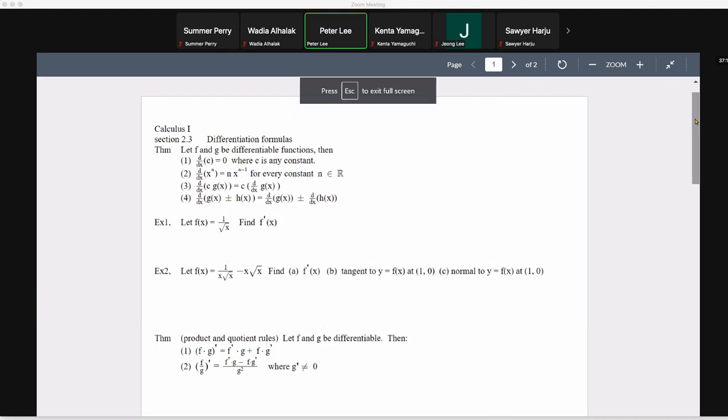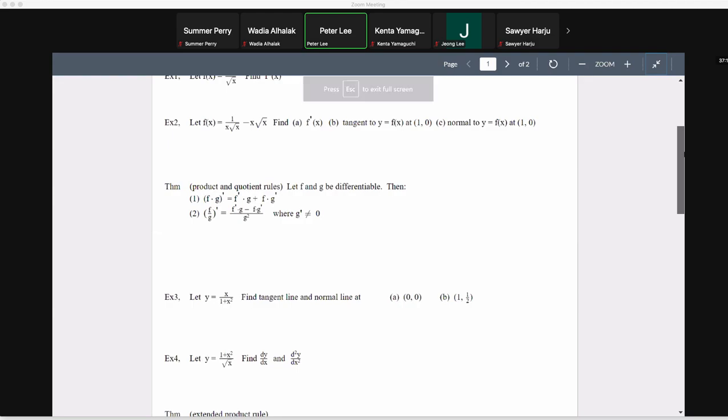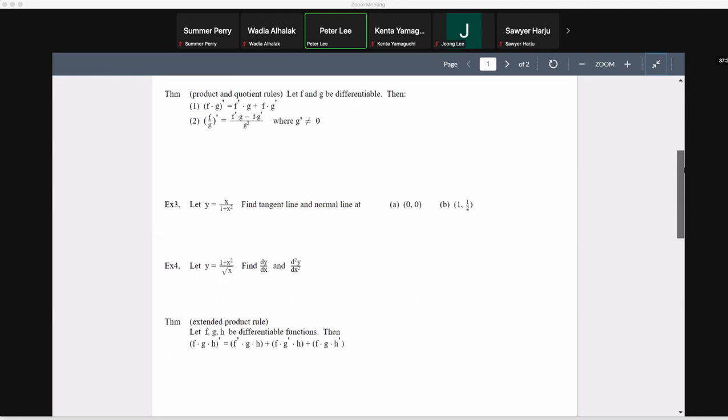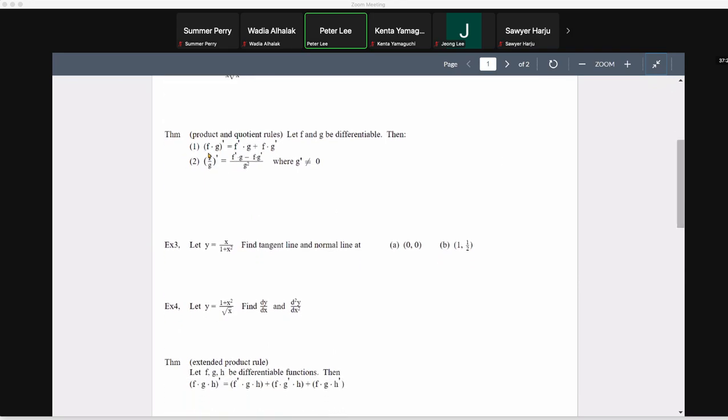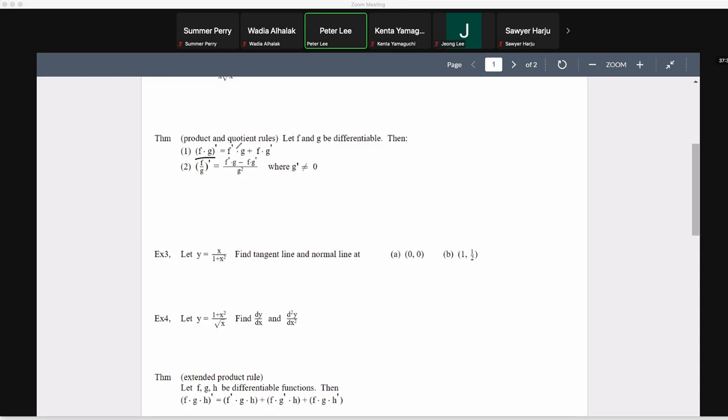Now let's move on here. I'm going to bring this down, and now we have example 2. What do we have here? We have the product rule. The product rule is this right here: the derivative of f times g of x is equal to f prime times g plus f times g prime. Let me give you a small example here. I'm not going to prove this. The proof of this can be found elsewhere. Study all these proofs.